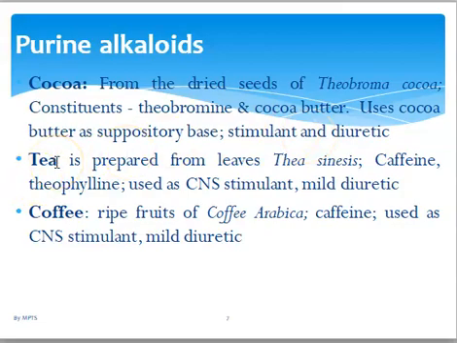Tea, because all of us know tea, is from the leaves of Thea sinensis. It can contain caffeine and theophylline in small amounts, and so is used as a stimulant. Coffee, ripe seeds of Coffea arabica. Because we are in pharmacognosy, we should know the plant. Caffeine is a stimulant.